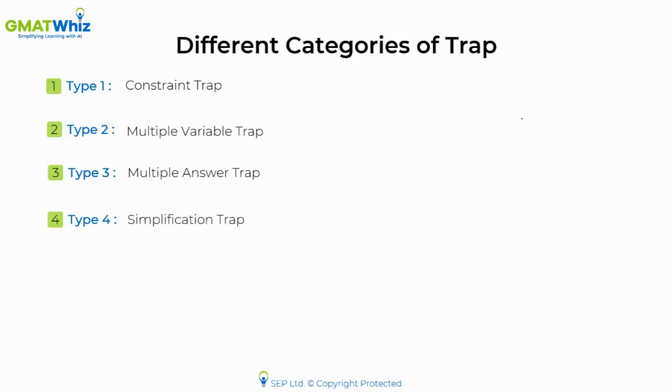Simplification trap is what people get into when it comes to word problems. If there's a very wordy problem and you miss out information, you're not good with algebraic simplification, you can't create equations, then people tend to rush to the statements, saying, okay, let me go to the statements, let me ignore the wordy problem, let me come back to it later, and then fall into this trap.